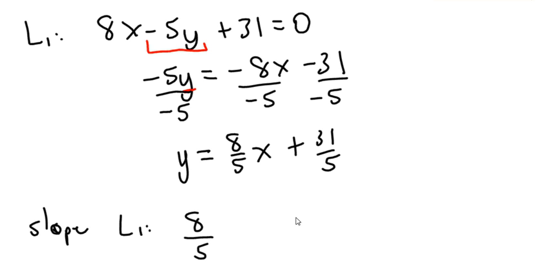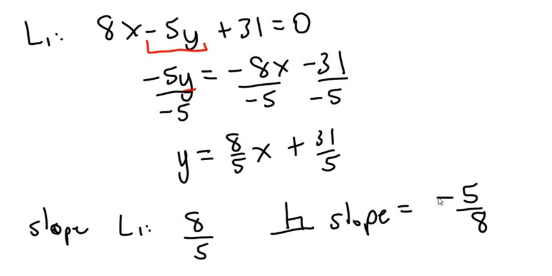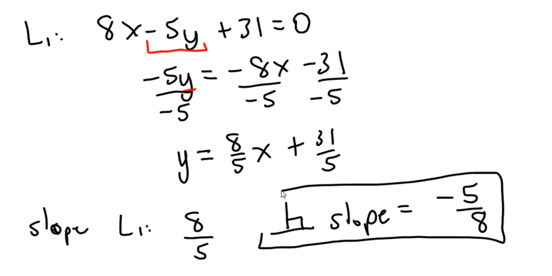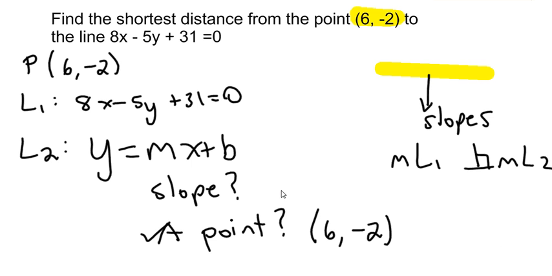Now, therefore, the slope of line 2, the perpendicular slope, must be the negative reciprocal. So flip it upside down and change the sign. So this is now the slope of line 2. So if we go back, we now have a point for line 2, and we have a slope for line 2. And once we have these two pieces of information, now we can find the equation of line 2.